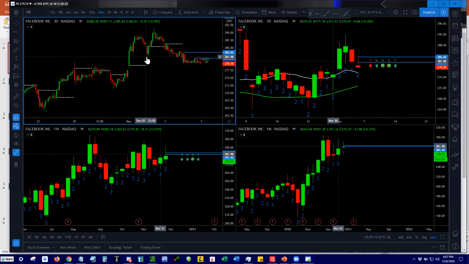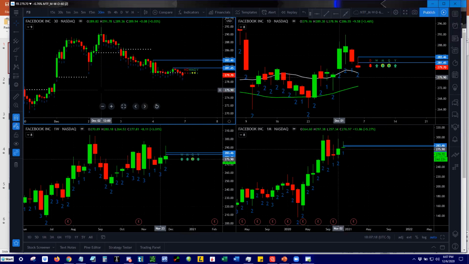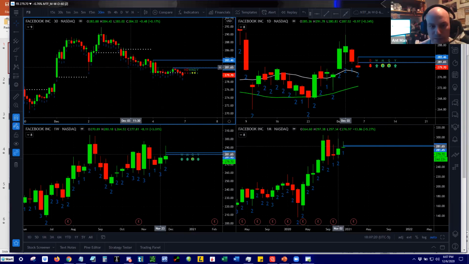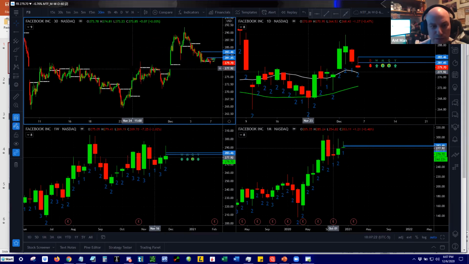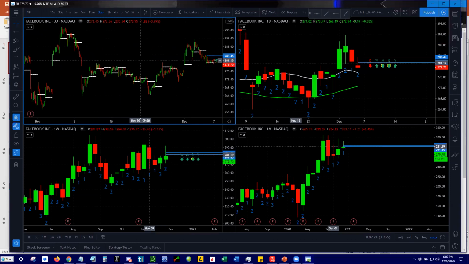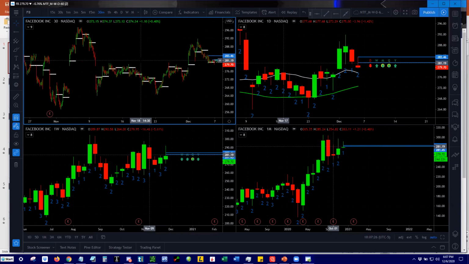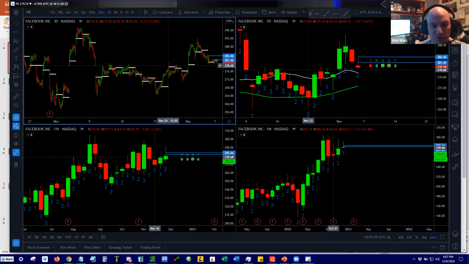So what we might want to wait for is a pullback to 281.45. Yeah, in and around that area. I'm just looking at how it lines up with the rest of the chart. It's a decent area. It's got a lot of interaction. It's almost this high. It's almost this pivot.